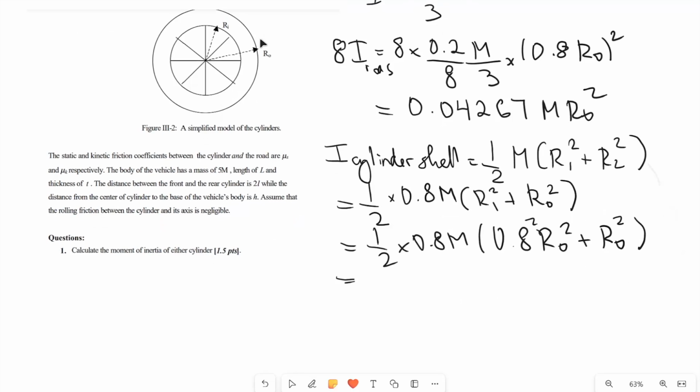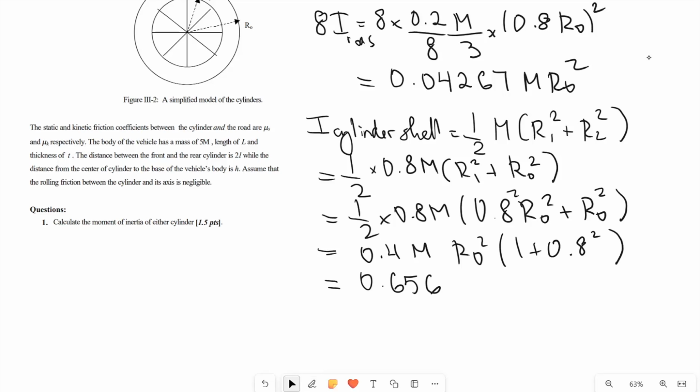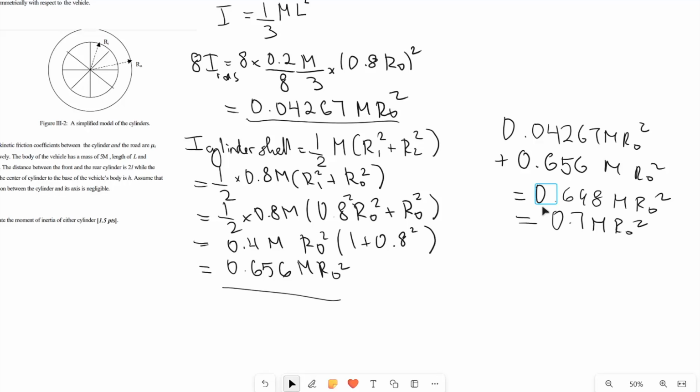Okay, let's just evaluate this with a bit of algebra. So we're going to get 0.4 m, and we can take a factor of R0 squared, and then we're going to have 1 plus 0.8 squared. This here will just give me 0.656 m R0 squared. We're not quite done yet, we just need to add the moments of inertia, and this here will just give me 0.698 m R0 squared. Let's call it 0.7 m R0 squared.